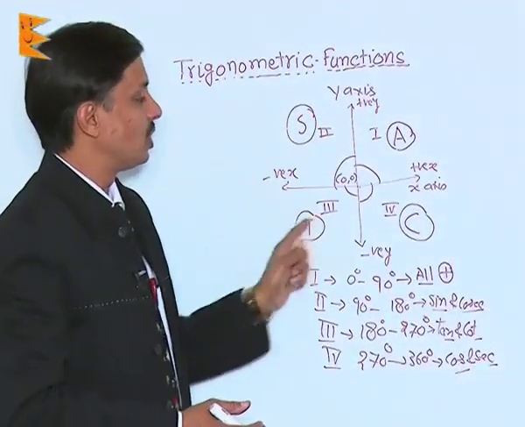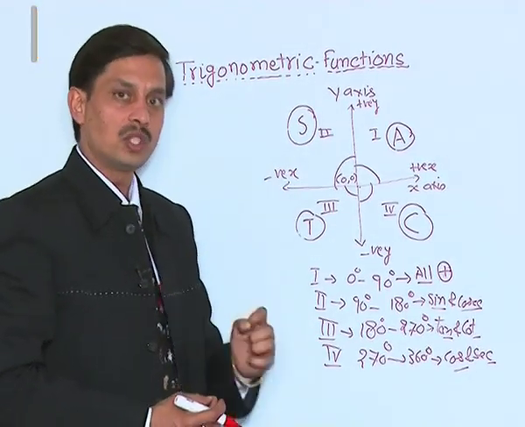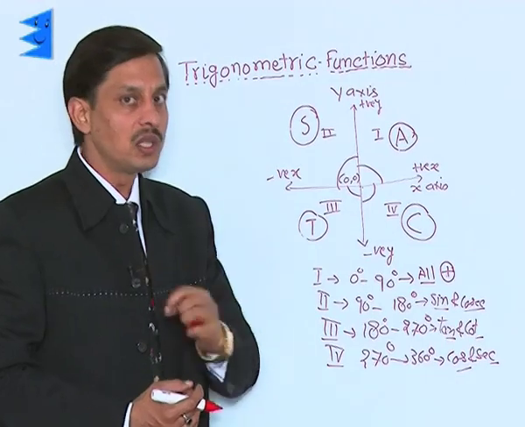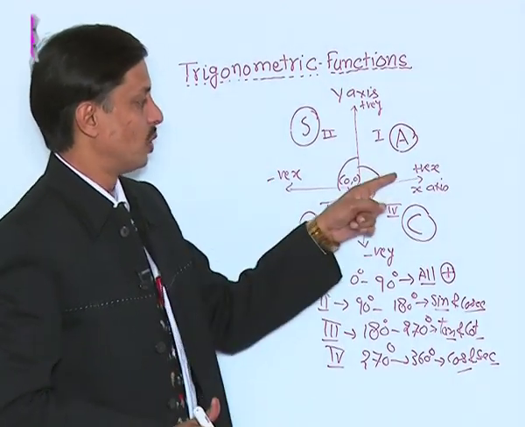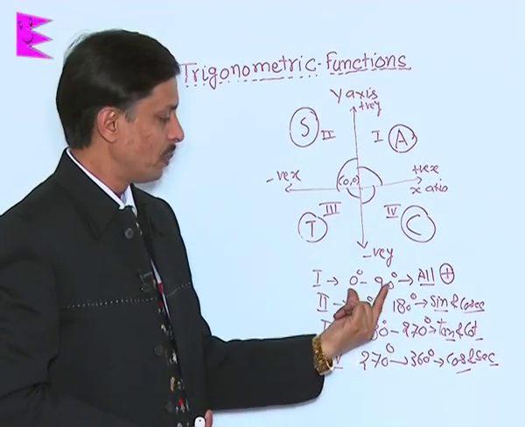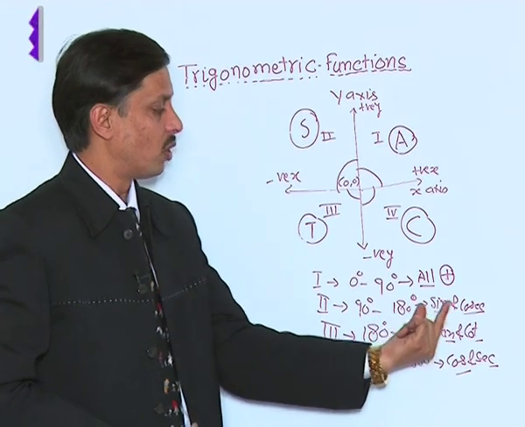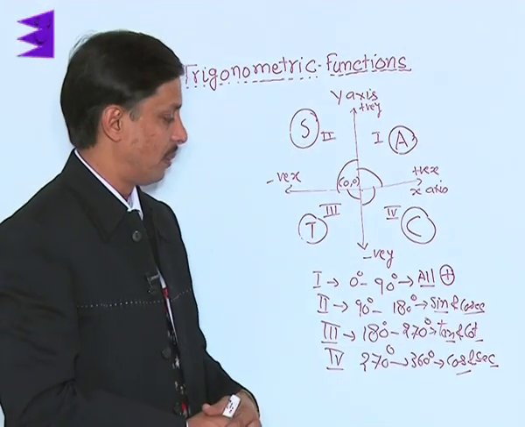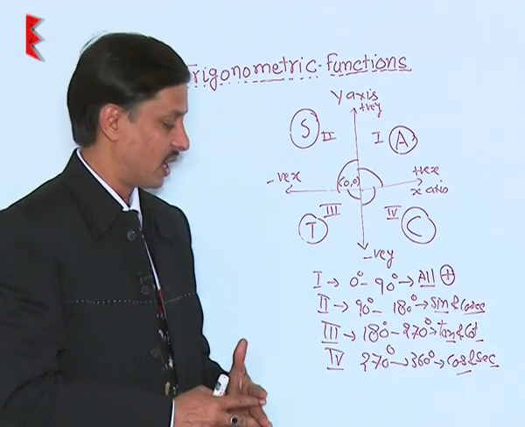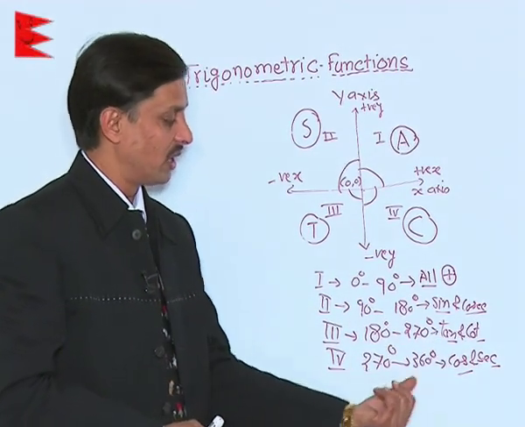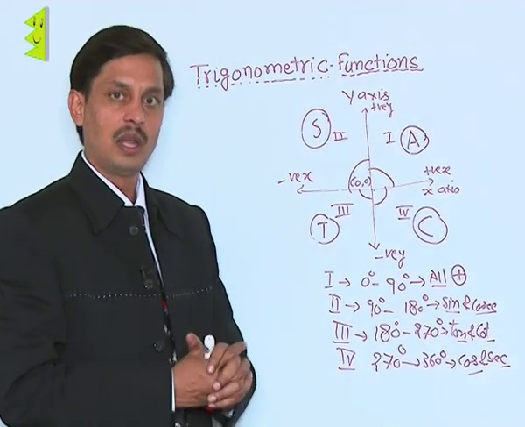So ASTC is a rule to remember in which quadrant which trigonometric values are positive and which are negative. First quadrant, 0 to 90: all positive. Second quadrant, between 90 and 180: only sine and cosec positive, remaining are negative. For the third quadrant, tan and cot are positive, all remaining are negative. And between 270 and 360, cos and sec are positive, all remaining are negative.